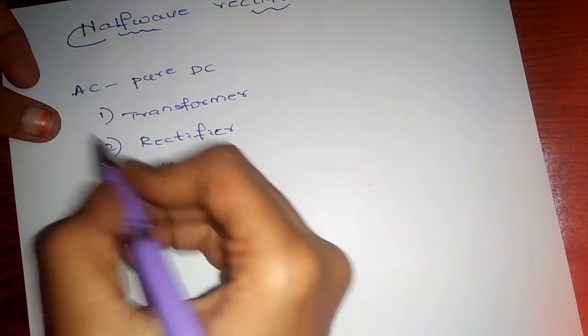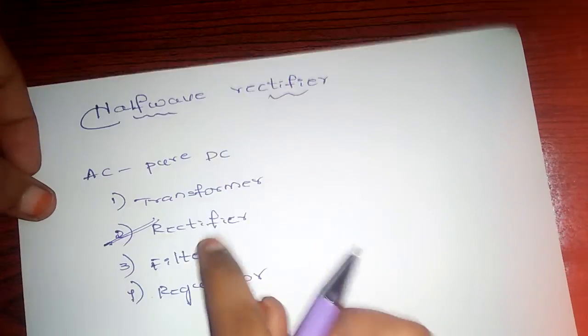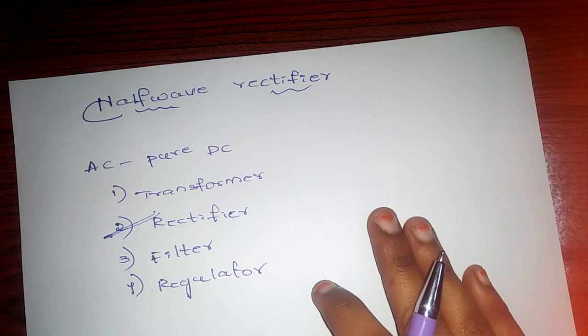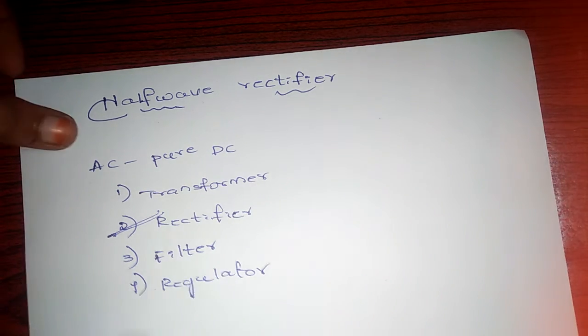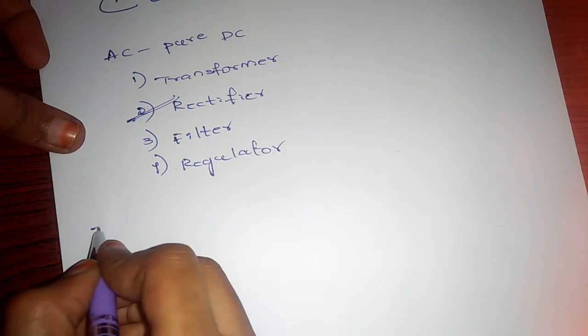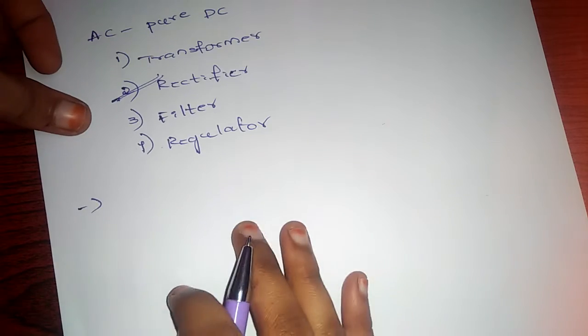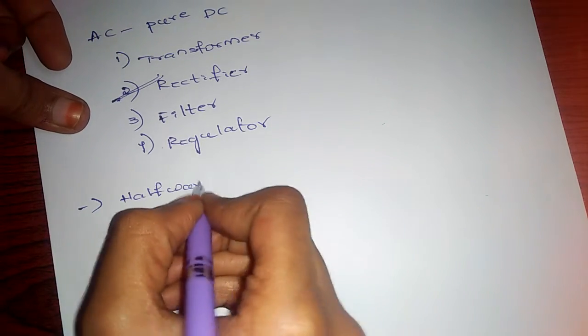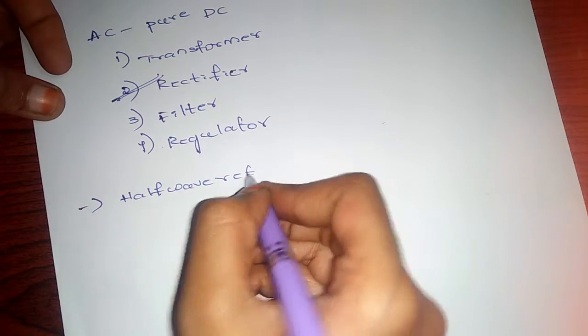Here we are going to discuss the second one, the rectifier, that too the half wave. The transformer is nothing but something you use to step up or step down. So in the rectifier, we are going to discuss the half-wave rectifier.